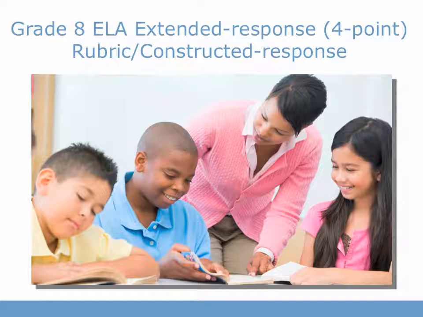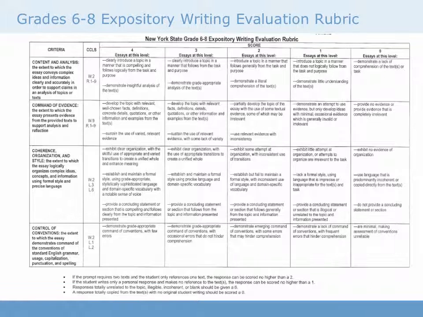This is presentation 7 of the New York State Grades 3 to 8 ELA Rubric and Scoring Training Series, the Grades 6 through 8 ELA Extended Response 4-Point Rubric. This section of the training will explain the use of the new 4-point rubric for scoring extended responses. Please have a copy of the rubric handy. You may wish to make notes directly on the rubric.